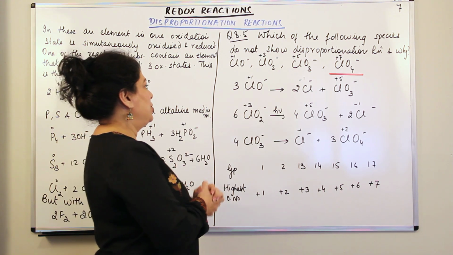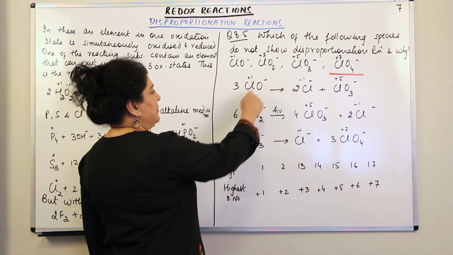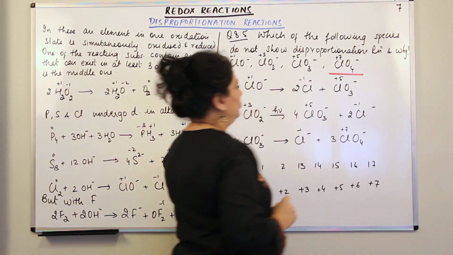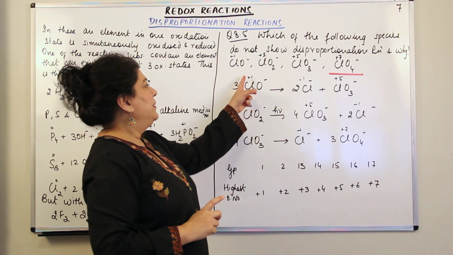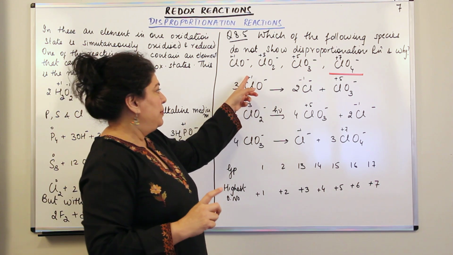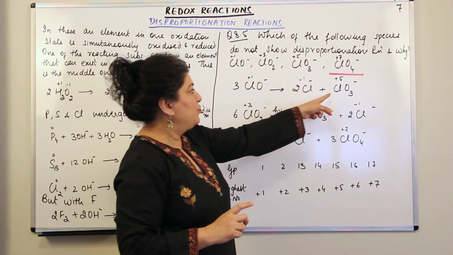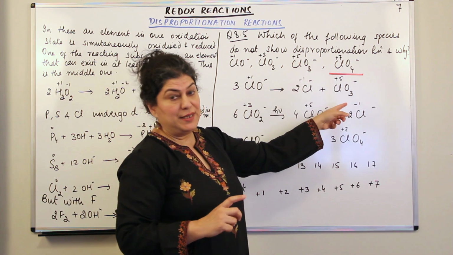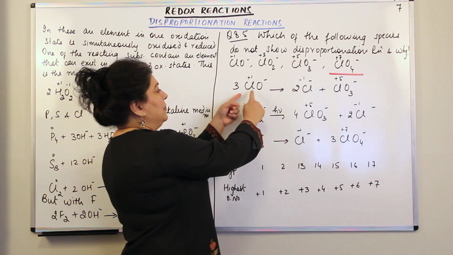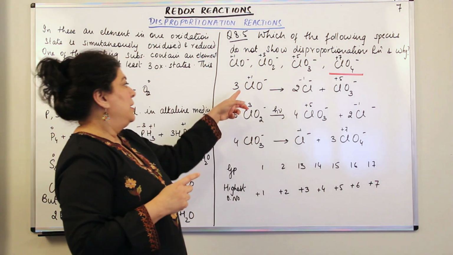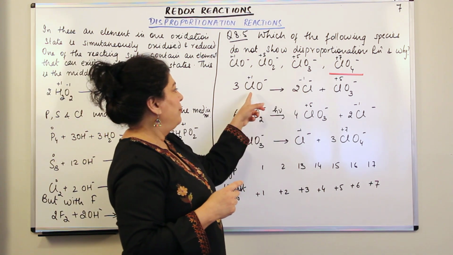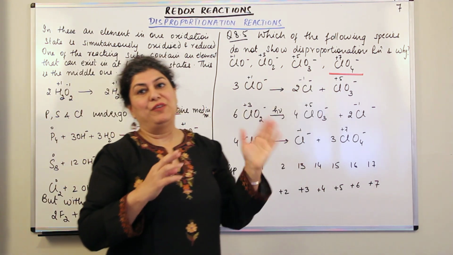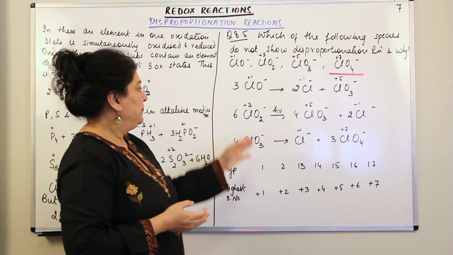So let us see how the disproportionation reactions work. In ClO⁻, 3 ClO⁻ give you 2 Cl⁻ and ClO3⁻. Here the charge on chlorine is +1, in Cl⁻ it is -1, and in ClO3⁻ it is +5. We've already calculated. So the chlorine here is getting disproportionated. It is getting reduced from +1 to -1, and from +1 to +5 it is getting oxidized.